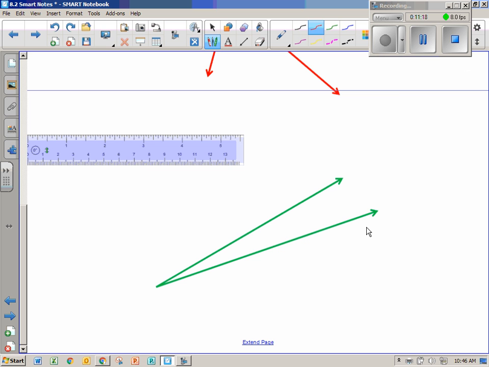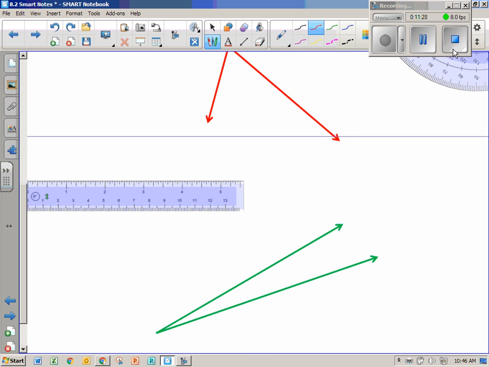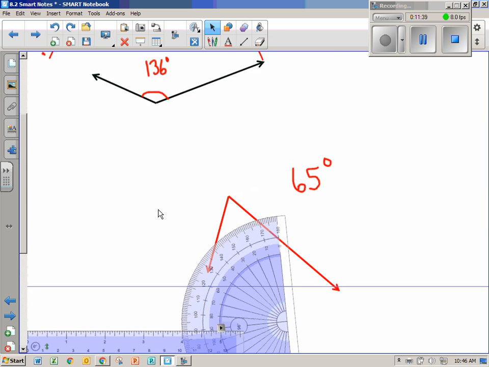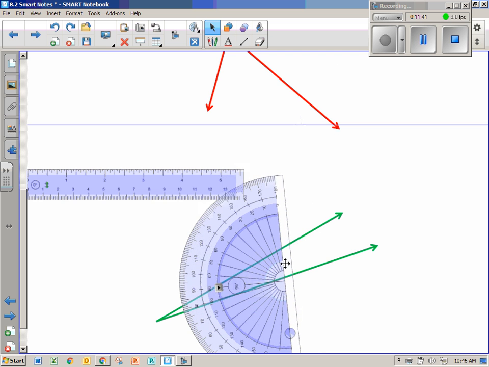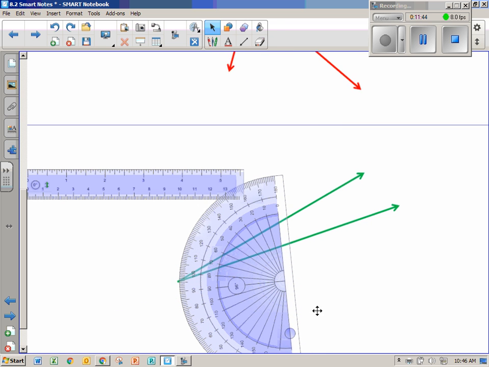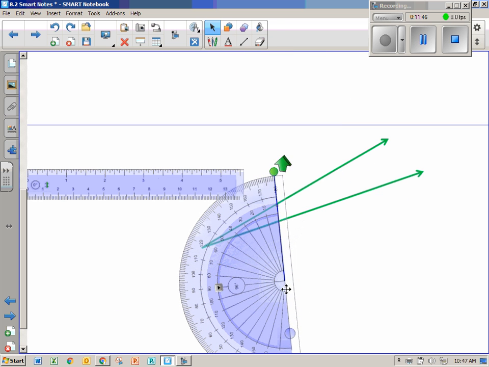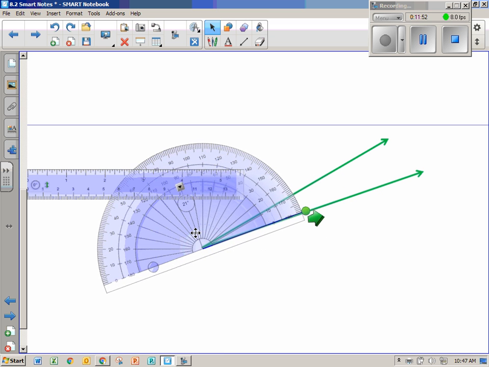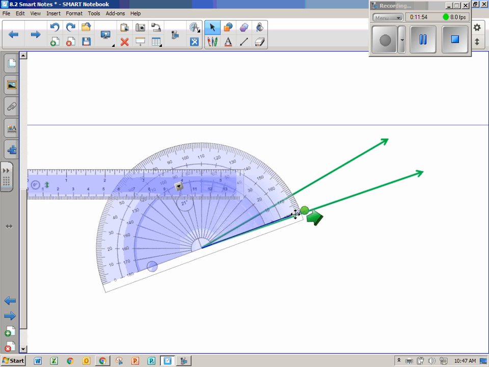So go ahead and try your hand at this next one, and then we'll come back and see how you did. So just pause the video and measure the green angle. Alright. So from the very beginning, I know that this green angle is acute. It is less than 90 degrees. Kind of moving my angle a little bit here. And so let's get it lined up.